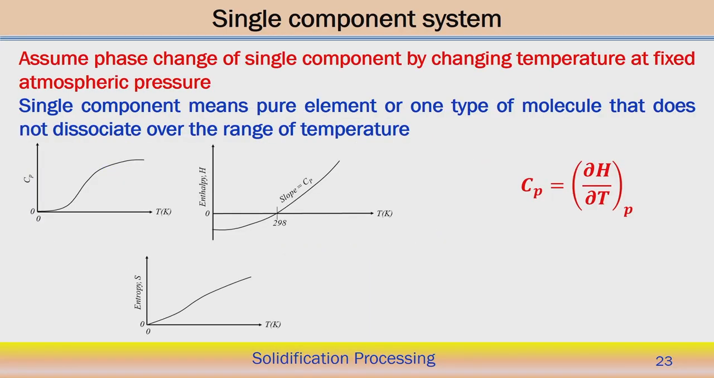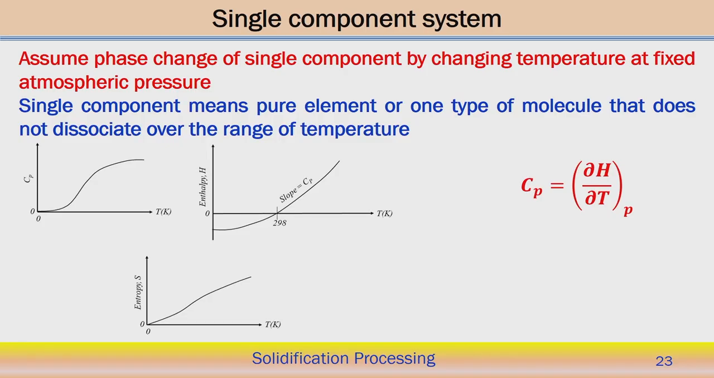Now assume the phase change of a single component by changing the temperature at a fixed pressure. We assume that at fixed pressure, we consider whatever change is happening for a single component system with respect to temperature. A single component is a pure element or one type of molecule that does not dissociate over that particular range of temperature. Then we can say it is the existence of a pure element, a single component system. For this system, the specific heat is delta H by delta T at constant pressure.